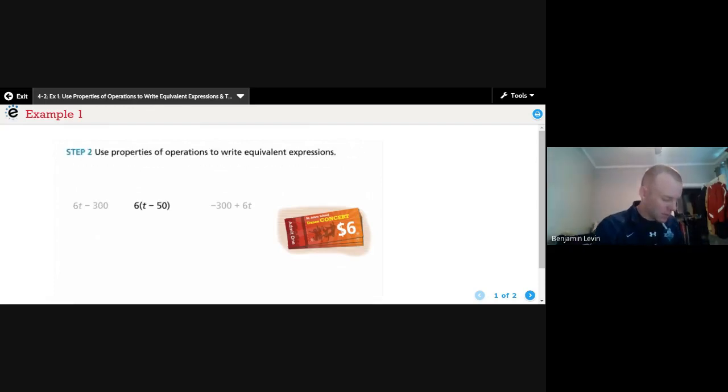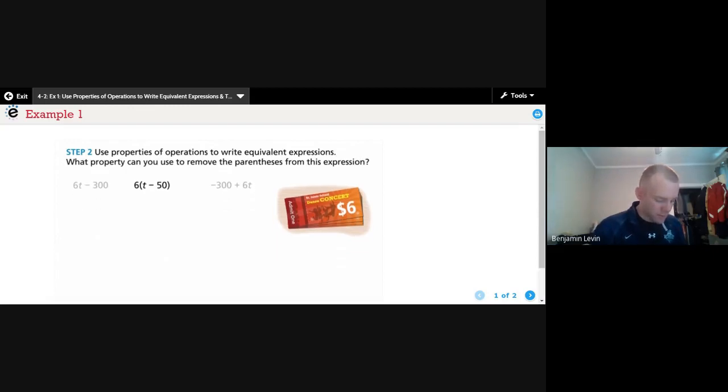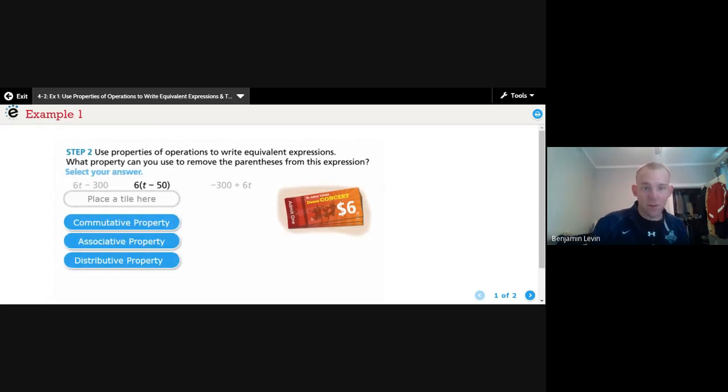You can use properties of operations to write expressions that are equivalent to other expressions. What property can you use to remove the parentheses from this expression? Select your answer.